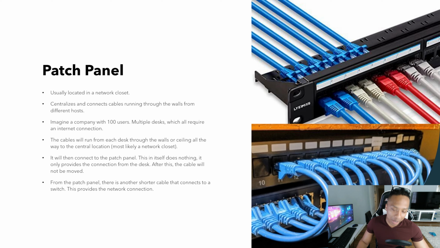So patch panels can be confusing if you haven't seen them. These are usually located in the network closets. You will learn about MDFs and IDFs, main distribution frames and intermediate distribution frames. Just know the MDF, main distribution frame, could be like the main server room. The IDF, intermediate distribution frame, could be other server rooms, but it's not the main one.